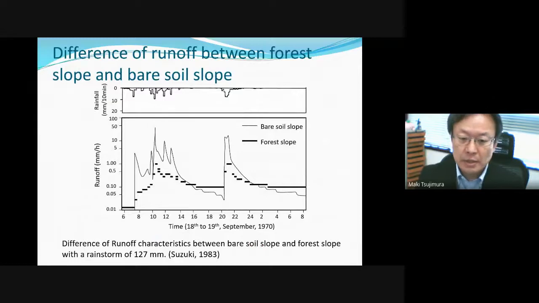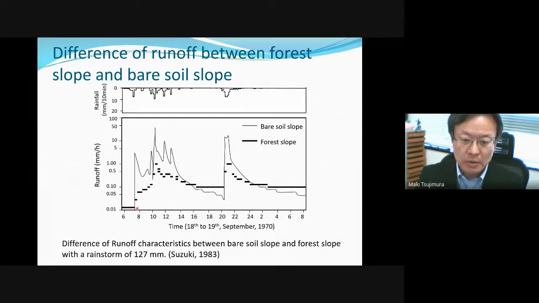And this is a diagram comparing investigations of runoff between the forest slope and bare soil slope. Forest slope in thick line and bare soil slope in thin line, right? This is a hydrograph. The x-axis shows time over 2 days, 18th to 19th September 1970s, and runoff on the y-axis, okay?